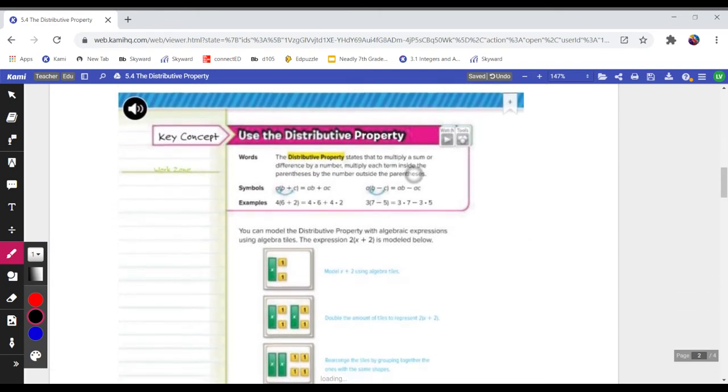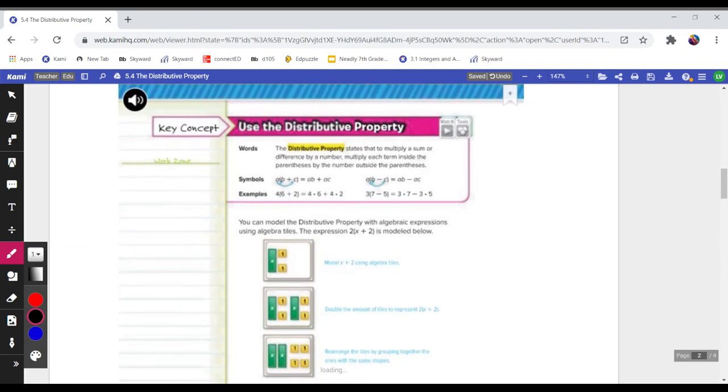So use the distributive property. We're on the next page. The distributive property states that to multiply a sum or difference by a number, multiply each term inside the parentheses by the number outside the parentheses. So if we have the symbols that are on here, we have A times the quantity B plus C. That means that we take A and multiply it by B, which becomes AB, plus A times the quantity of C, which becomes AC.